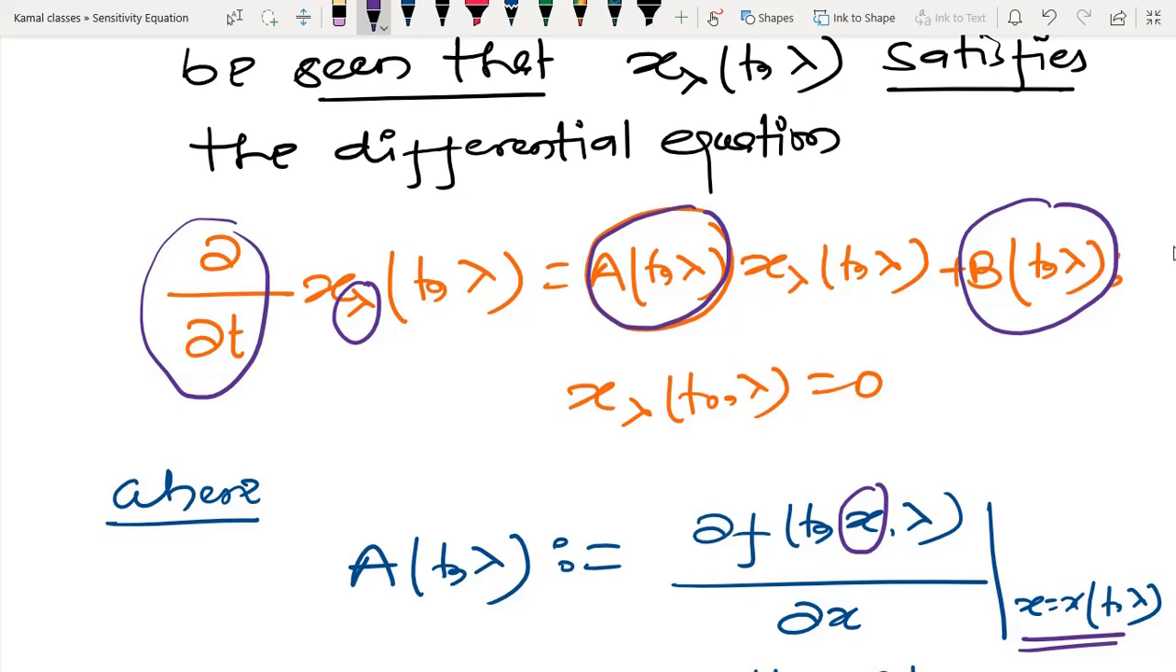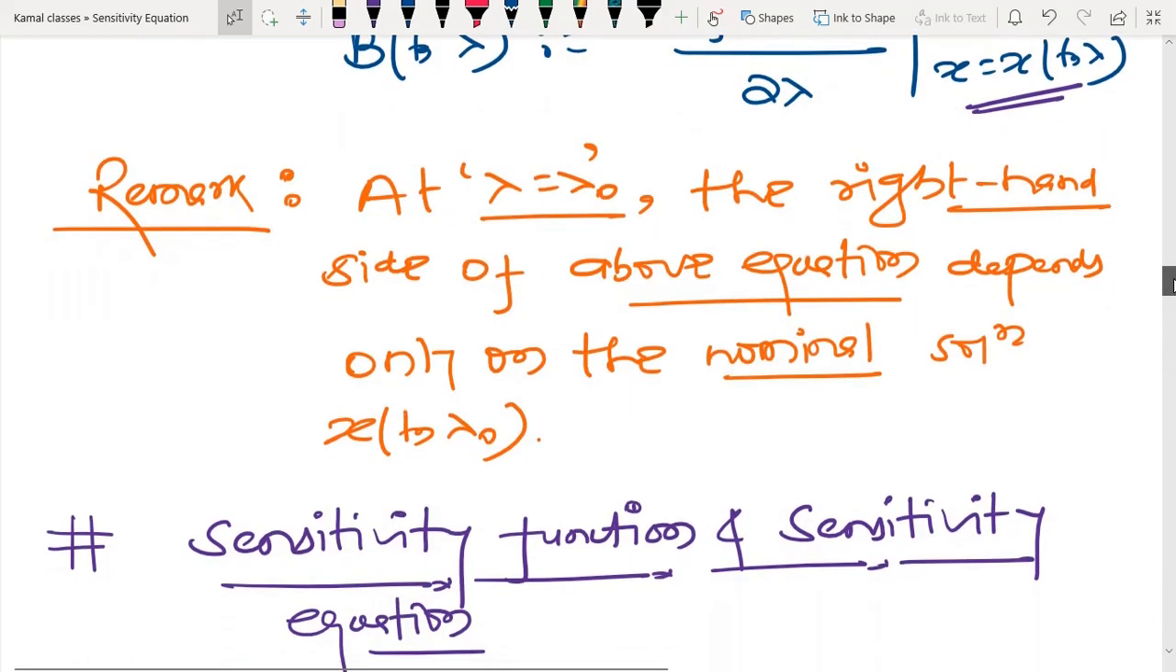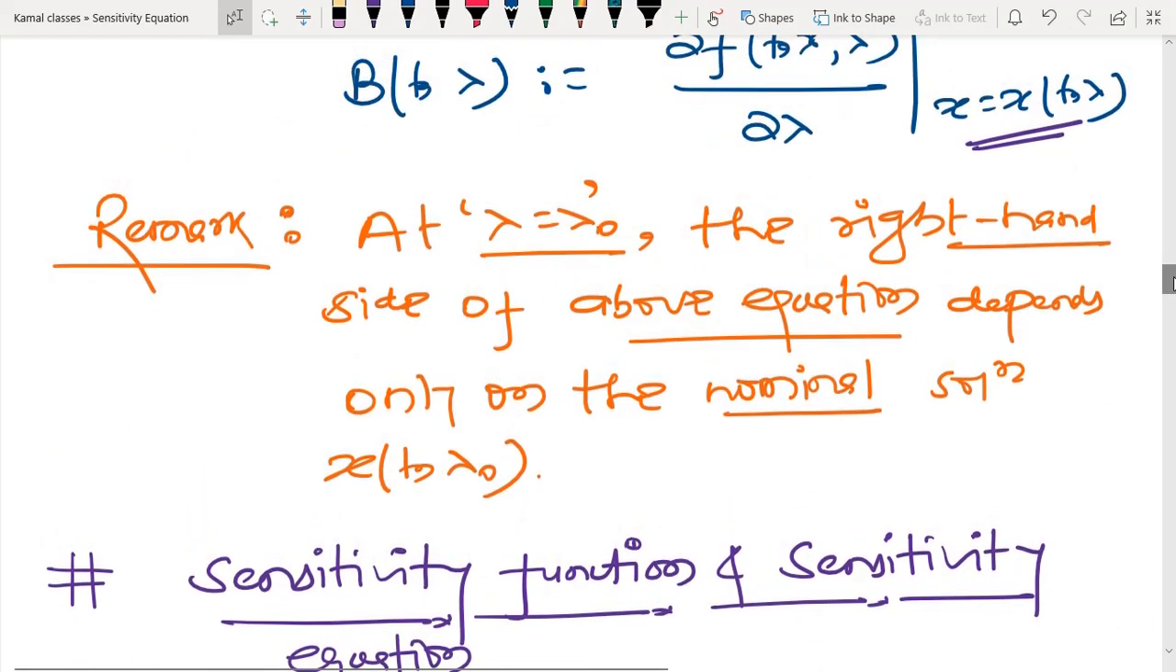So you can see that now I have again some kind of non-autonomous differential equation, but this time, if you consider this as a state variable, then this is a linear time-varying differential equation. Okay, so this is the LTV equation. Now try to see what we are saying: at lambda equal to lambda 0, the right-hand side of the above equation depends only on the nominal solution x(t, lambda 0).